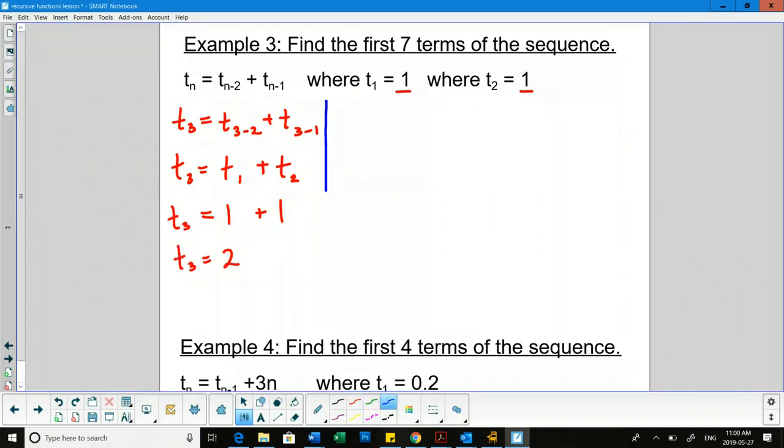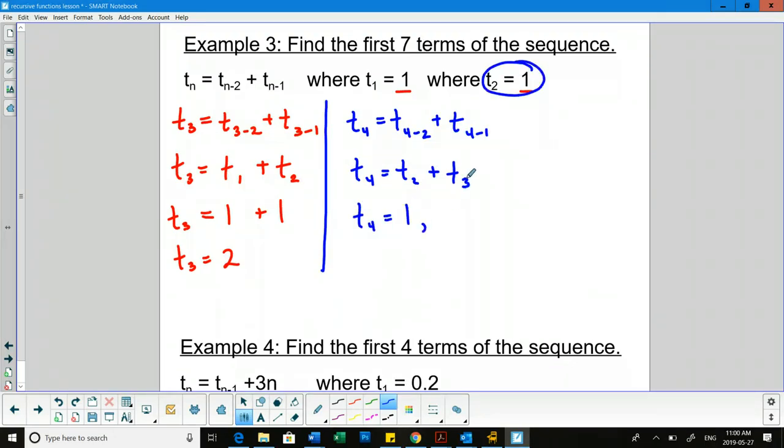Okay, let's try it for term number 4. Term 4 means I'm plugging in 4 for all the n's. It's the same variable, so same value gets plugged in for all of them. And this simplifies to term 2, and this simplifies to term 3. So term 4 is term 2, which we know to be 1, and term 3, which we just found as 2. So that gives us 3.